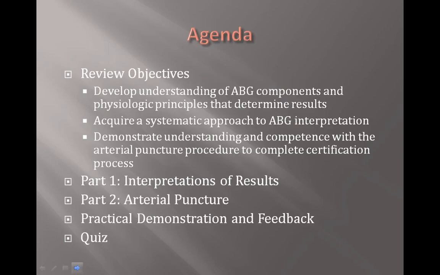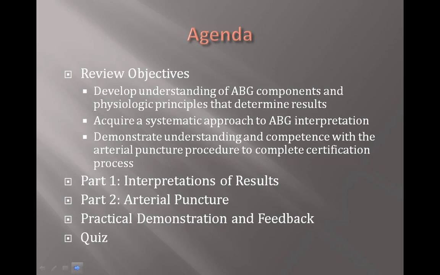The class will take approximately 1.5 to 2 hours to complete. My hope is that at the end of this course, you'll have a good understanding of the elements that make up the ABG panel and the physiological principles that determine their results. You'll also be given an opportunity to develop a systematic approach to ABG interpretation that will support a clear and accurate ABG assessments. Each participant will demonstrate the ABG procedure and receive feedback as necessary to ensure a safe and proper technique.